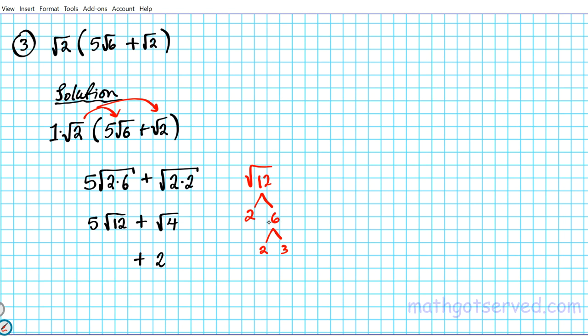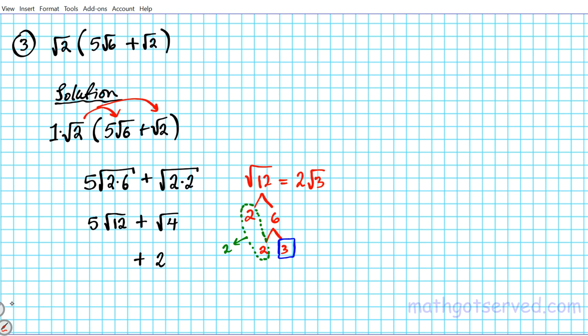Ladies and gentlemen, we can simplify because we have a perfect square. 2 times 2 is 4. That's a perfect square. What is the square root of 2 times 2? The square root of 2 times 2, or the square root of 4, is just 2. So the simplified form of root 12 is 2 because of the 2 times 2. And then this 3 stays behind because it's not a perfect square.